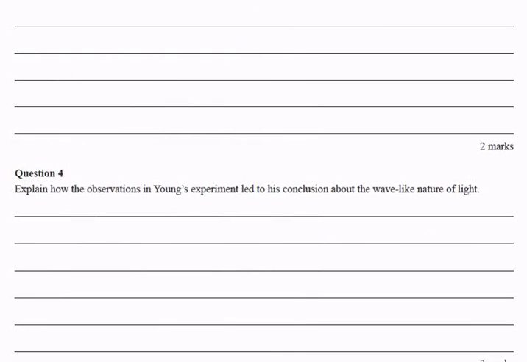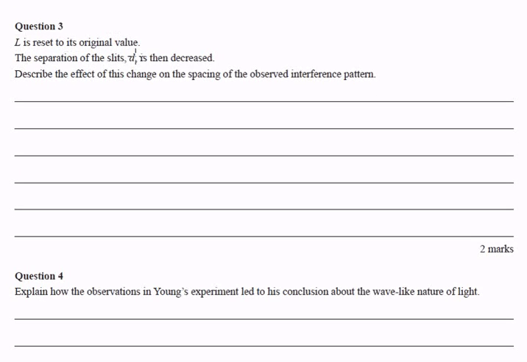Next page of this, it says L set to its original value, and now the separation of the slits D is decreased. So they've gone from the two slits maybe looking like this, so two slits getting much closer together. Describe the effect of this change on the spacing of the observed interference pattern. Now these, and same with the last question as well, maybe something you want to have on your cheat sheet. What happens as we change the wavelength, as we change the frequency, as we change the length, as we change the distance between slits.